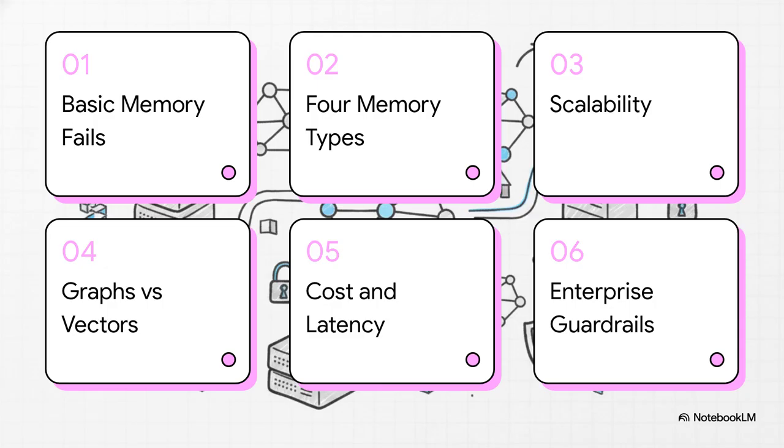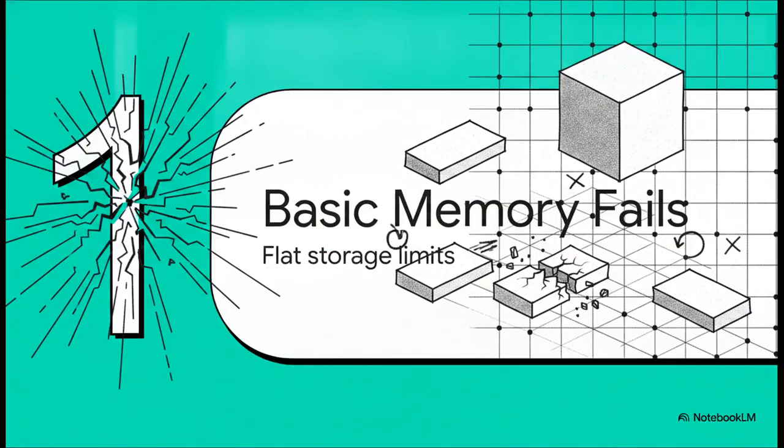We'll start with 1, why basic memory fails, then cover 2, the 4 agent memory types, 3, architecting for scalability, 4, knowledge graphs versus vector DBs, 5, optimizing cost and latency, and finally, 6, enterprise security and guardrails. Okay, Section 1, why basic memory fails, and the limits of flat vector storage. Let's get right into it.